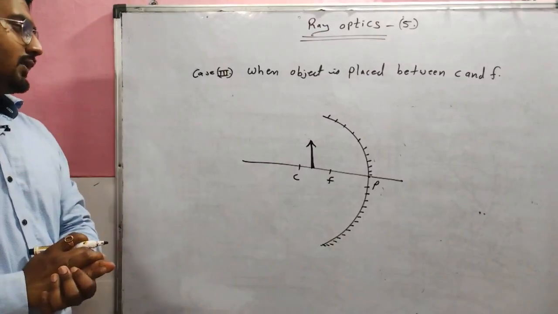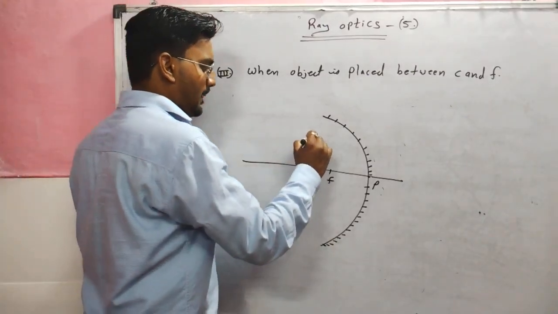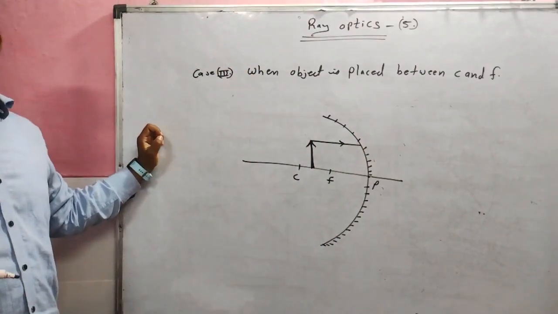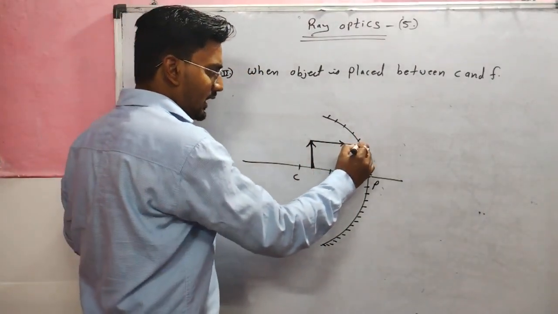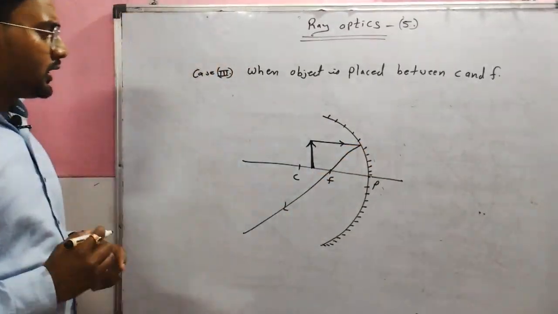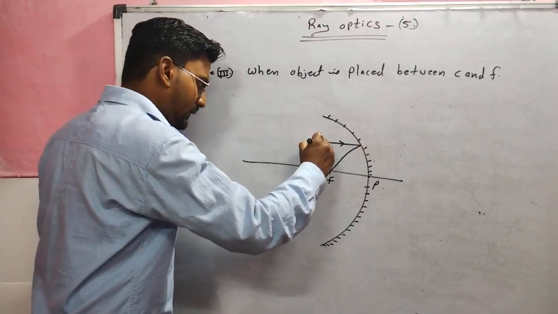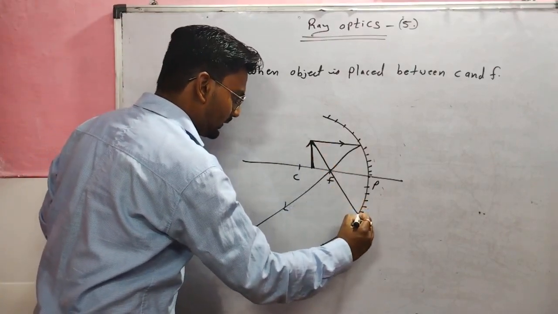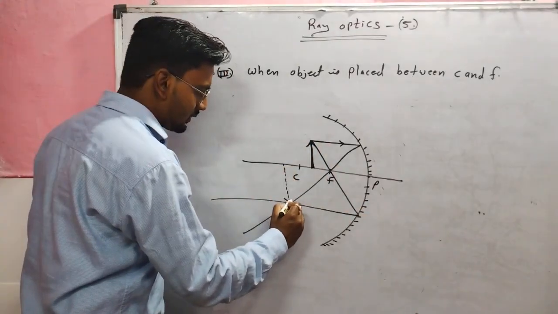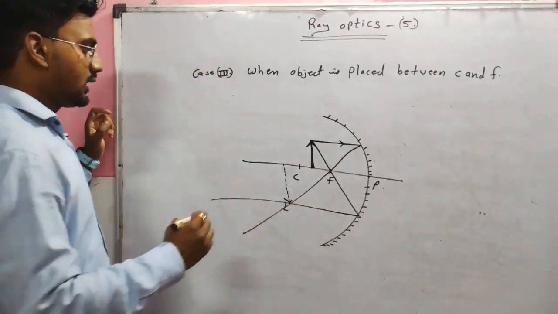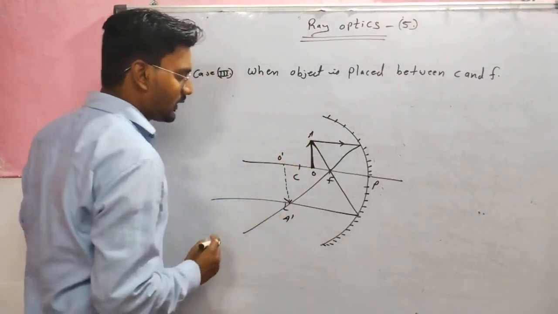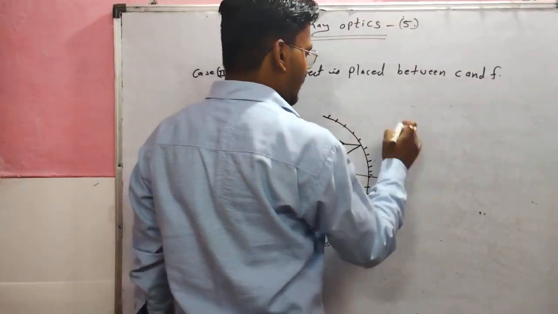When the object is placed between C and F, take ray first, which comes parallel to the principal axis, then after reflection it will pass through the focus. Another ray we take through the focus, then it will pass parallel to the principal axis. Then these light rays meet at this point, and suppose OA is the object, then O dash A dash is the image.